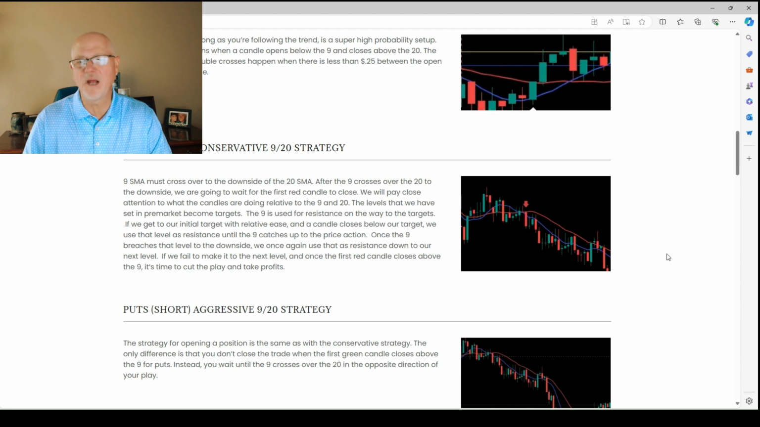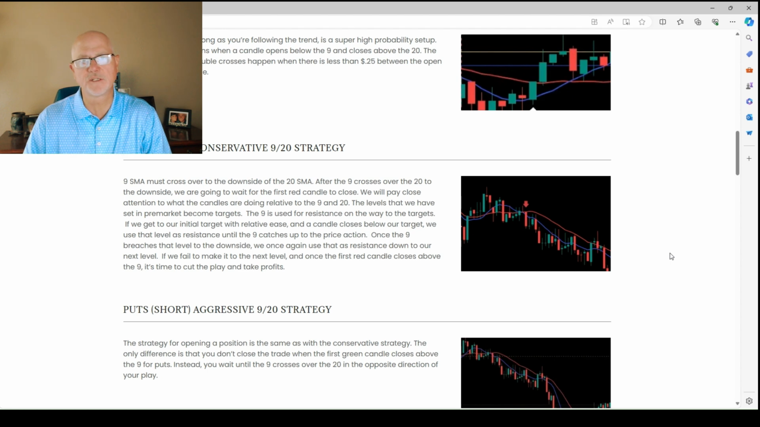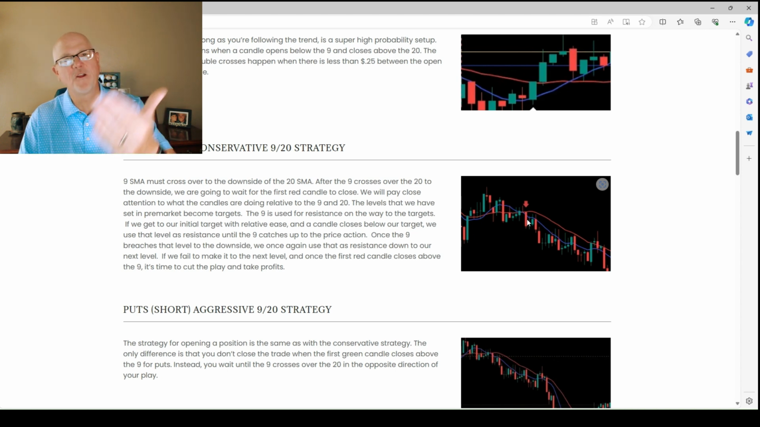Now let's talk about the puts. Puts are just the opposite, folks. So for puts, back to the downside, we want the 9 to cross the 20 back to the downside. And the first red candle that closes, once we get that cross to the downside, that signals our entry into puts. It's right here. So we get the cross, and then we get this first red candle that closes. This is our entry. Folks, it's just the opposite of the call strategy.